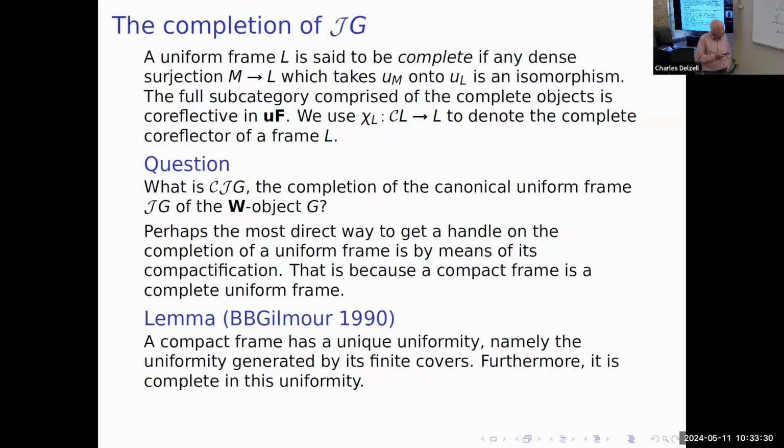Well, this involves an excursion into the compact situation, so I thought I would briefly mention the situation in the compact case. Banaszewski and Gilmore established that, in fact, it's well known long before this paper, that a compact frame has a unique uniformity, and that is the uniformity generated by the finite covers. Not only that, but the compact frame is always complete in its one and only uniformity.